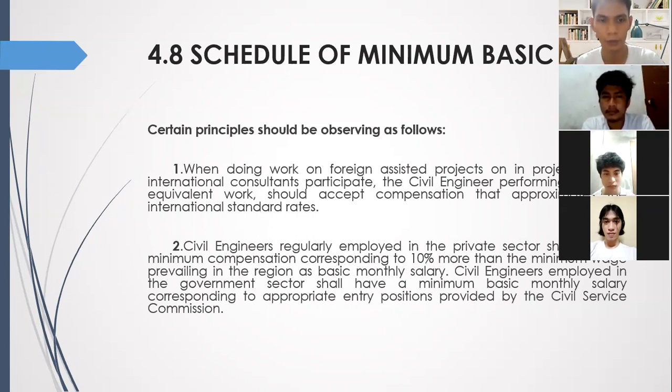Second is civil engineers regularly employed in the private sector shall have a minimum compensation corresponding to 10% more than the minimum wage prevailing in the region as basic monthly salary. Civil engineers employed in the government sector shall have a minimum basic monthly salary corresponding to appropriate entry positions provided by the Civil Service Commission.